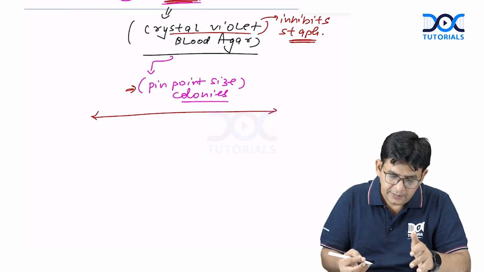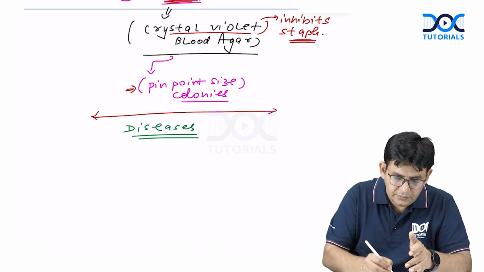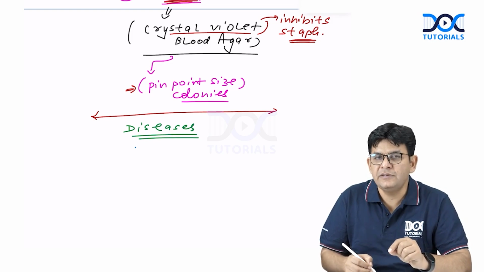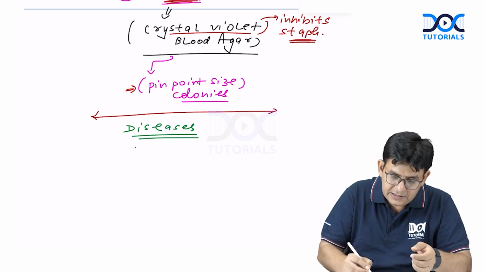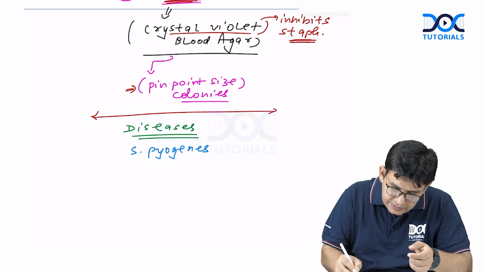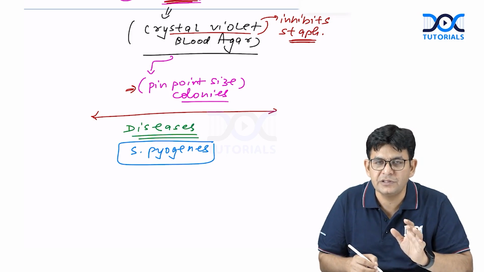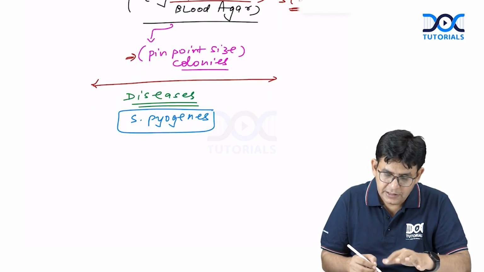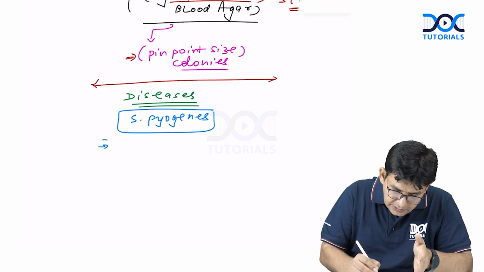Remember one thing, that important regarding pyogenes is the various diseases. Okay. So as far as the name is concerned, what is the name? Streptococcus pyogenes. So what comes to our mind? That it does what? Pyogenic infections. And what are the various pyogenic infections? Okay. So let's talk about them.